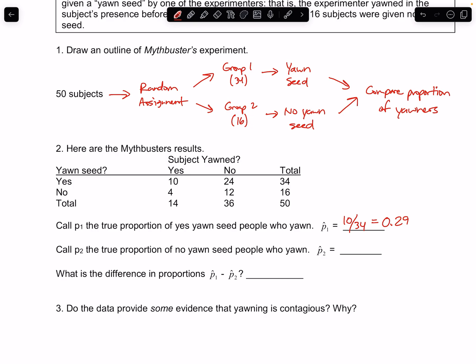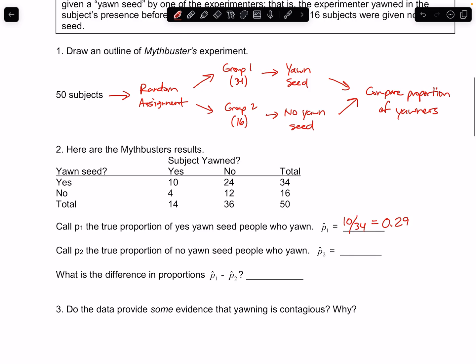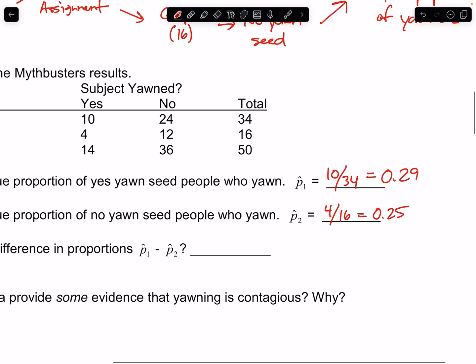And we're going to call P2 the true proportion of no yawn seed people who still yawned. So again, no yawn seed, still yawned, would be 4 out of 16, which is 0.25. So what is the difference in those two proportions, p-hat 1 minus p-hat 2? Well, 0.29 minus 0.25 is 0.04.